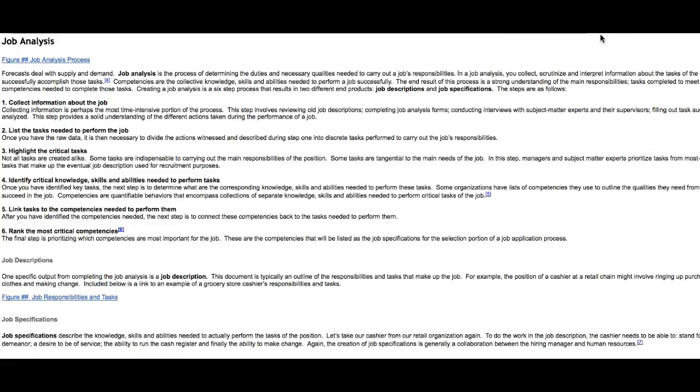Certainly, questionnaires and surveys, especially if you're trying to cover a lot of people where interviews would take too long.